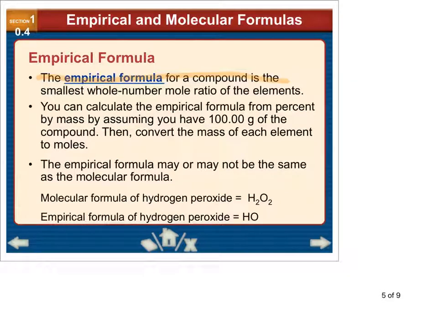Empirical formula is the smallest whole number ratio of the elements. When we calculate the empirical formula, we assume we have 100 grams, and that way the percent can just become grams. We can presume any amount, but using 100 grams allows the percent to become grams. In class, we will do, or have already done, a number of this type of problem.